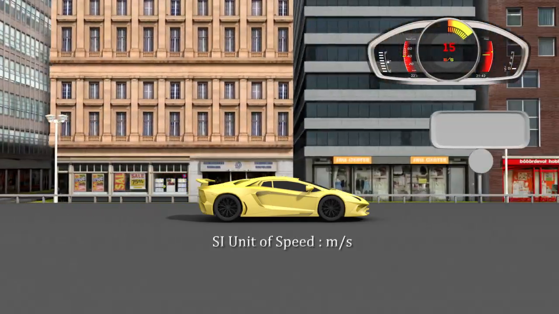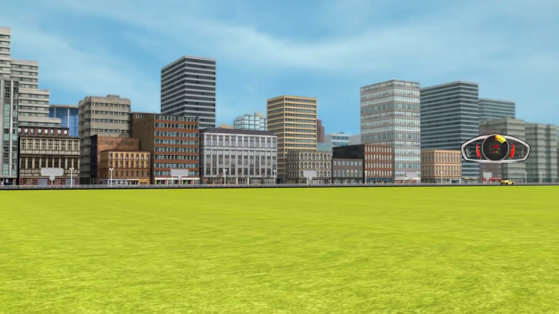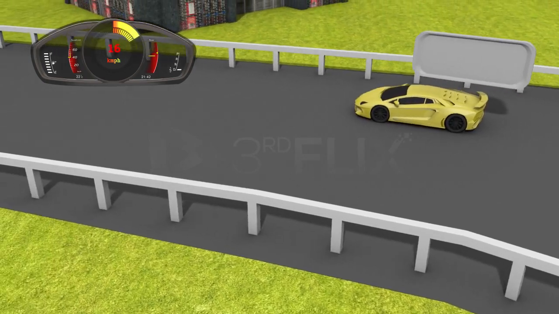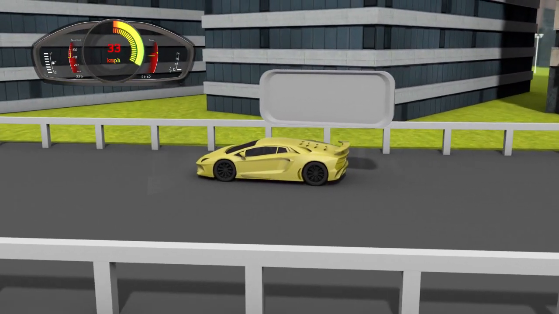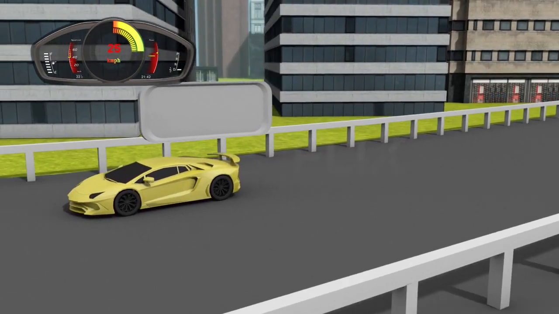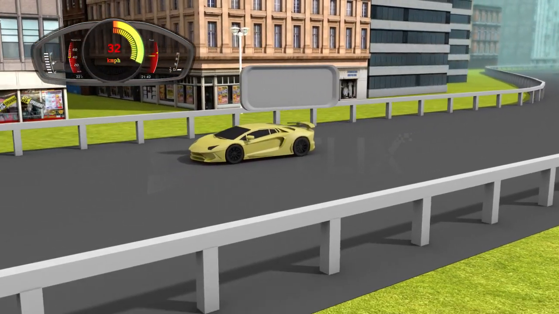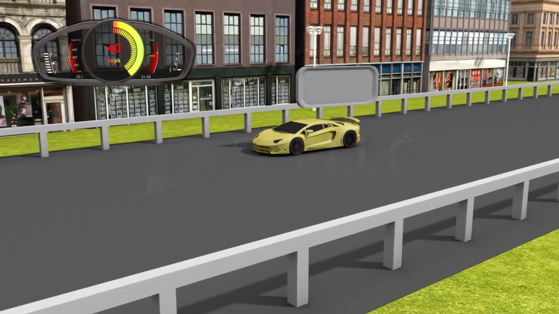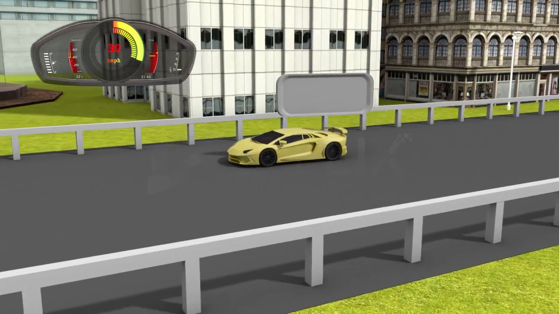The SI unit of speed is meter per second. Kilometers per hour or miles per hour are commonly used to indicate speed of various objects. Average speed gives us an idea of the overall pace of the motion of the object. But the object may have different instantaneous speeds at different instants. Speedometer in your car indicates the speed of the car at that particular instance.